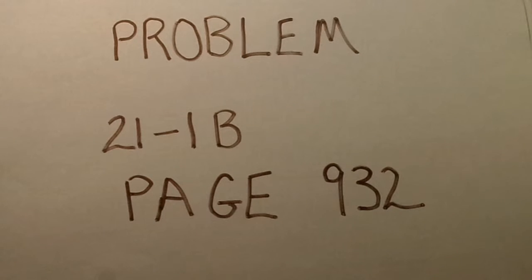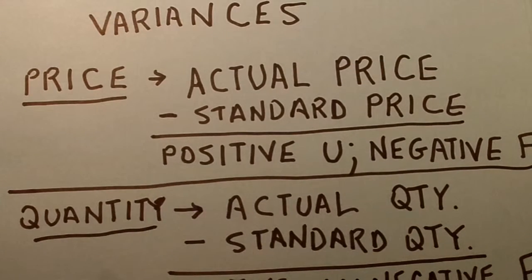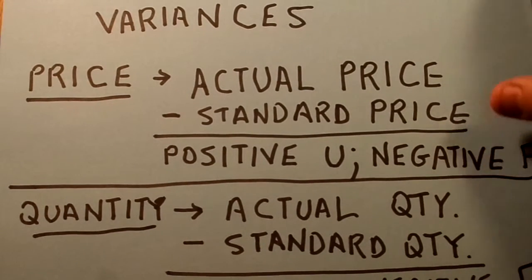Hello, we're working problem 21-1B. This is on page 932 of Financial and Managerial Accounting by Wild, Shaw, and Chiapetta. In this problem, we're going to be looking at variances.